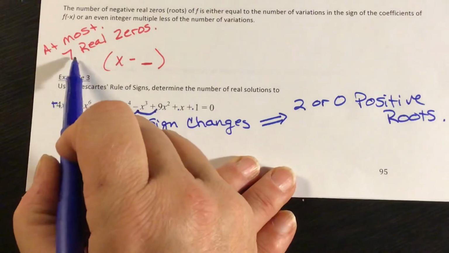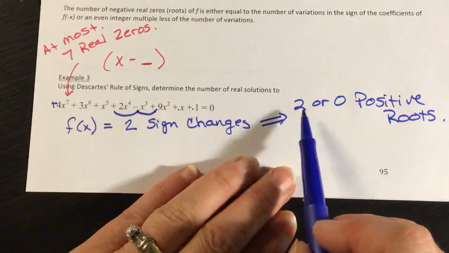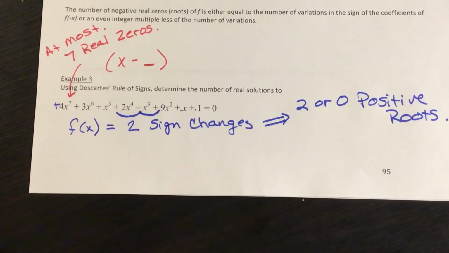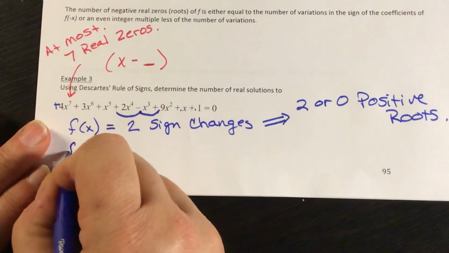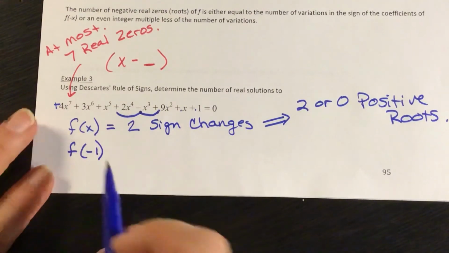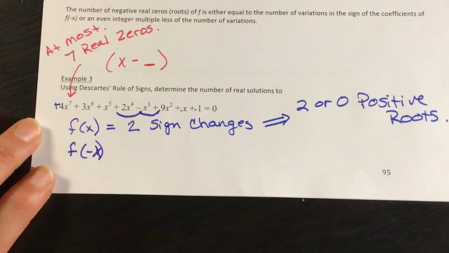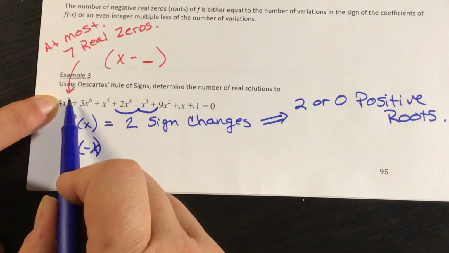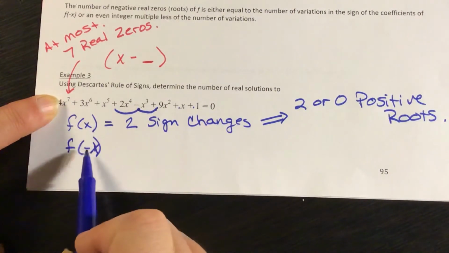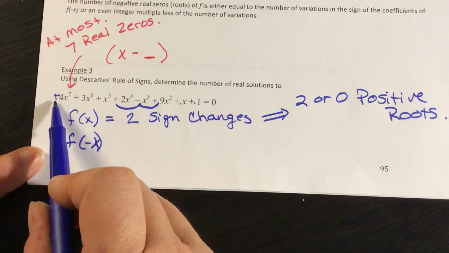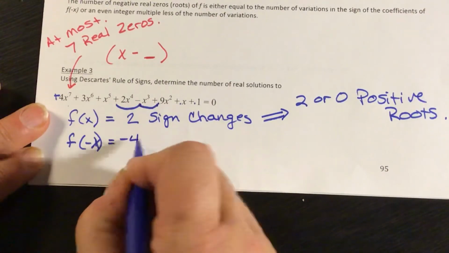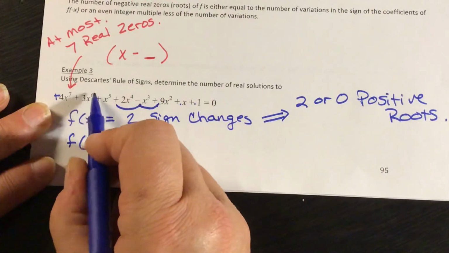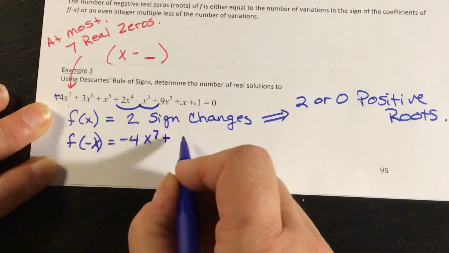Okay, so out of my 7 zeros, 2 of them or none of them are going to be positive numbers. Now, the negative test is a little more difficult because, again, we need to plug in negative x. So let's think about our exponents being odd or even. A 7th power of a negative is negative, so we change the sign. So I have negative 4x to the 7th. If I plug in negative x, it becomes positive, so that sign stays the same.